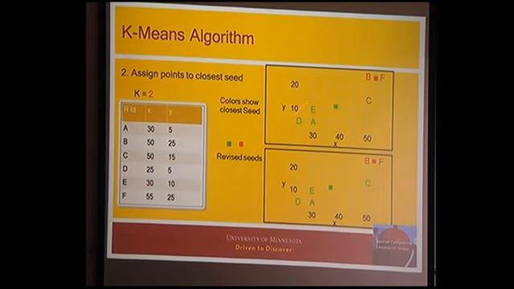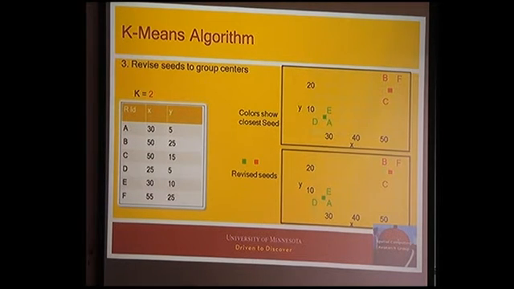In this case, will any of the colors change? C was closer to this one, and these are closer to the other. So in this case nothing changes, and then you revise the seeds again, and your seeds are now stabilizing. In the new partitioning, nothing changed. So you have converged, and you stop. That's what k-means does.